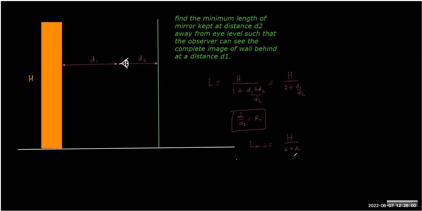So d1 is the distance from the wall. It's easy to remember because the light ray will travel from where to where? From wall to the eye. Wall, eye.